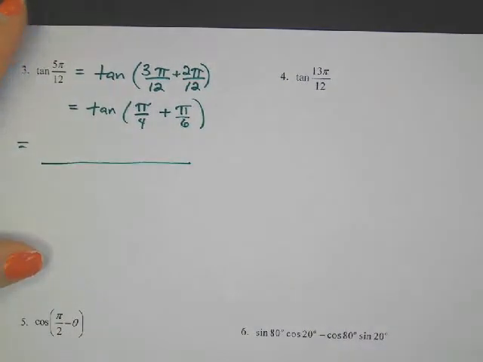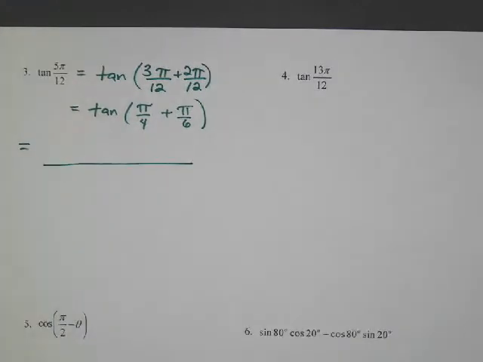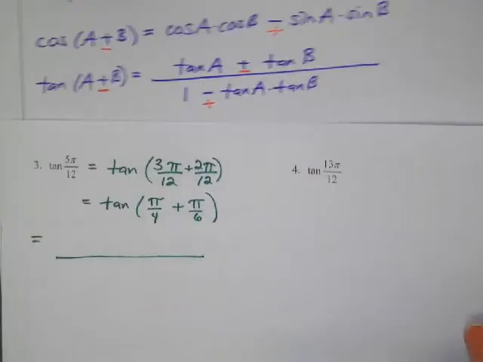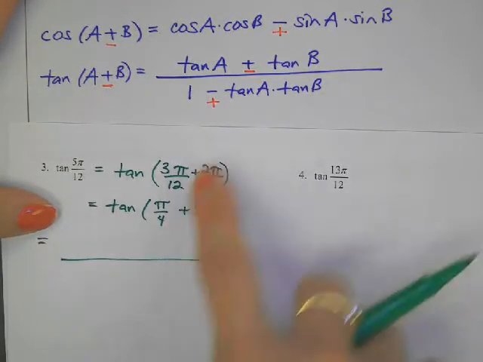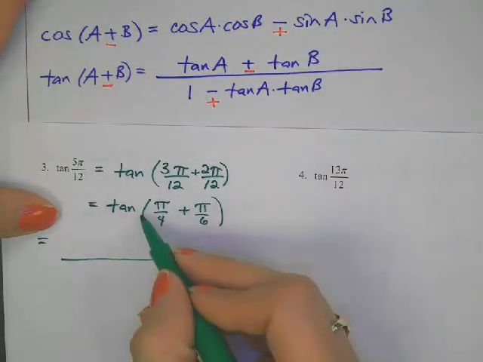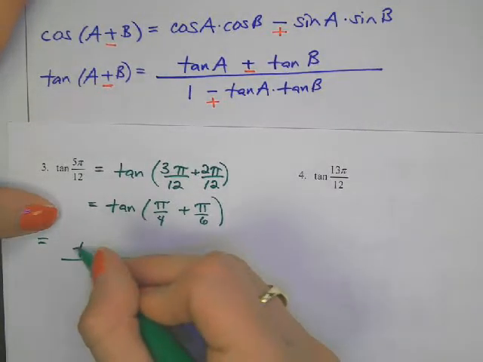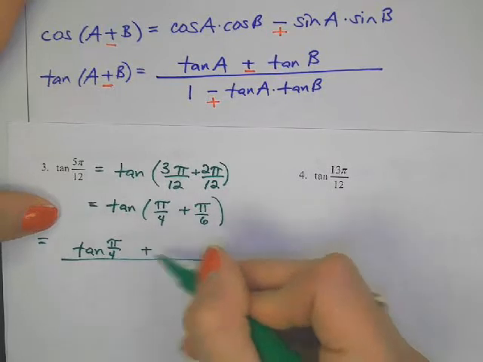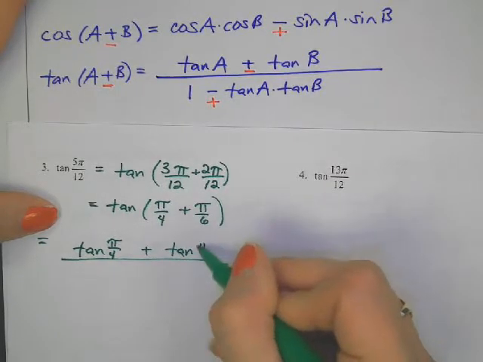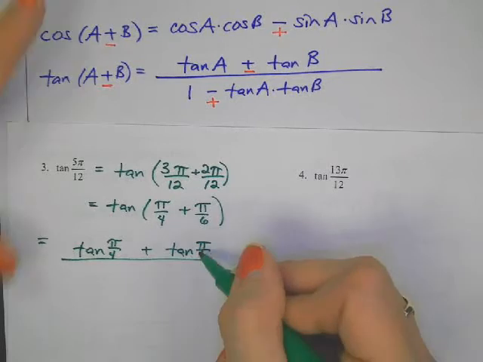Tangent has a huge fraction bar. Let's just remind everyone of the formula for tangent. There it is. If he has a plus in his problem, he's going to get a plus in the numerator. So we have to know tangent pi over 4 plus tangent of pi over 6. We're going to put the angles in.